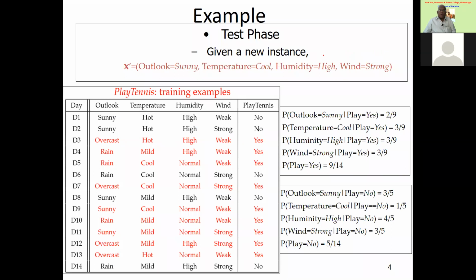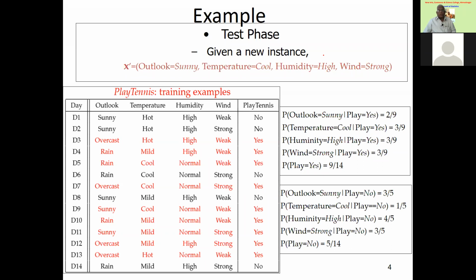Now, let us see the test phase. So you have a new record now, and that record is outlook is sunny, temperature is cool, humidity is high, and wind is strong.